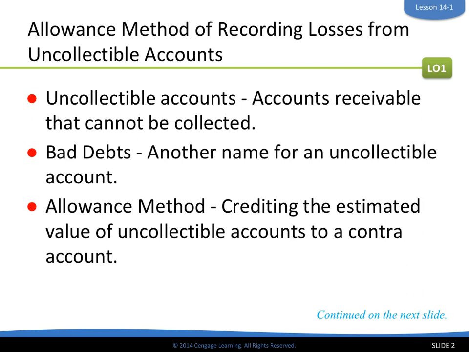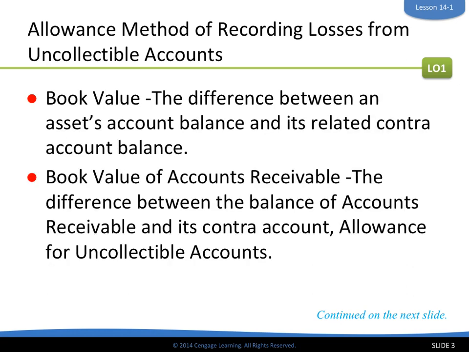An allowance method is just a way that we estimate what we think our uncollectible accounts are going to end up being, and we put those into a contra account. Book value is just the difference between that asset's account balance and its contra account balance.